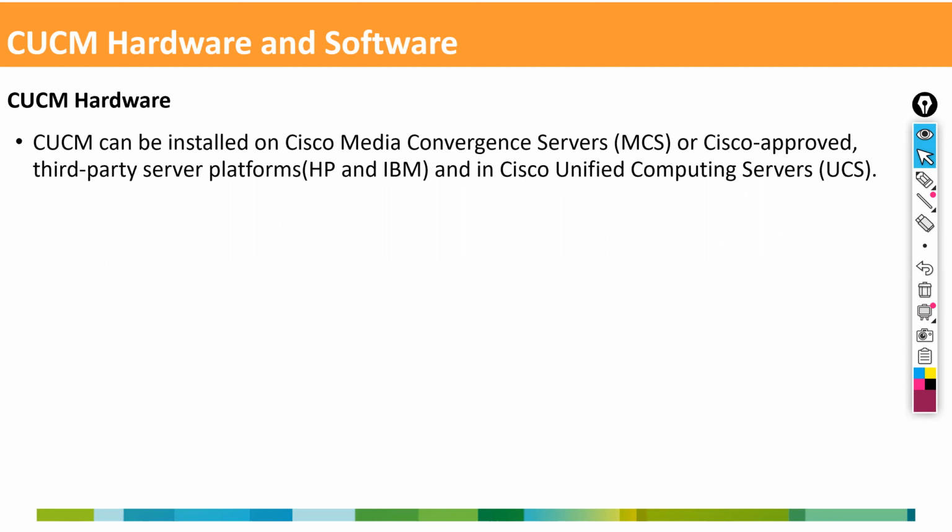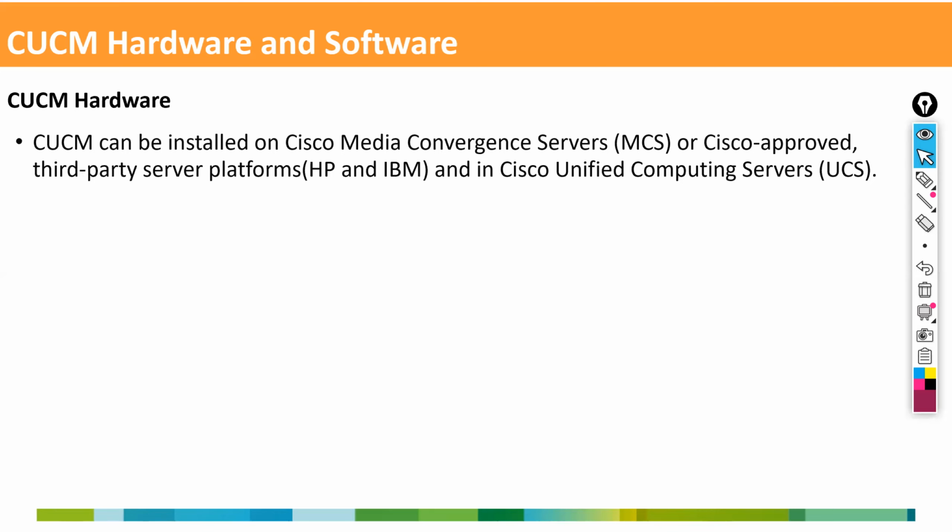Okay. MCS server was manufactured by HP and IBM. The old MCS server was there, right? It was manufactured by HP and IBM. So actually, Cisco was tied up with them, and they were manufacturing the hardware, that MCS server, IBM and HP. Okay. Now we are using UCS server, and UCS server is manufactured by Cisco itself. Hardware also.